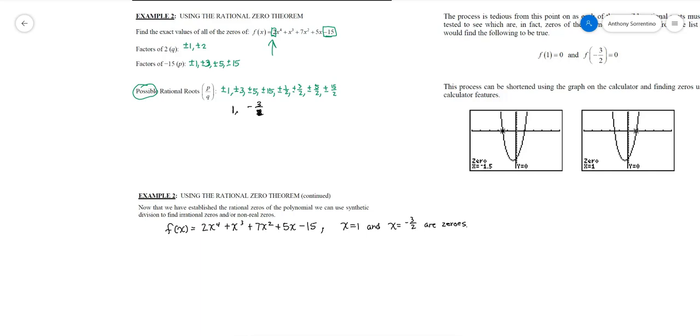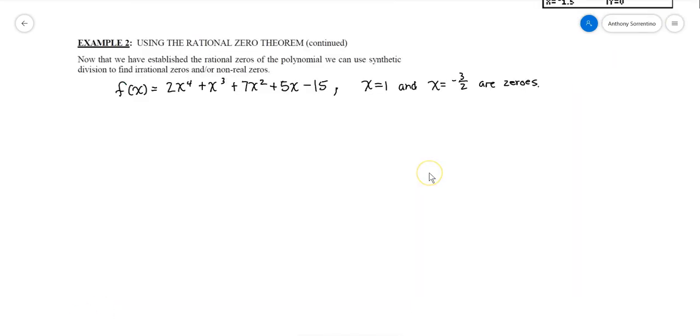But I do know that if I factor out the factors that go along with these two zeros, I'm going to be going from a degree 4 down to a degree 2, which is quadratic, and I can handle that using other methods. So let's do it with that. So I want to break down that f of x further. So I'm going to use synthetic division to break it down because I now know that x minus 1 and x plus 3 halves are factors. And again, that comes from the factor theorem and just putting an x minus in front of these two zeros.